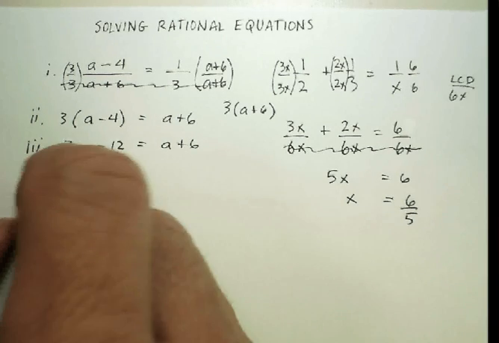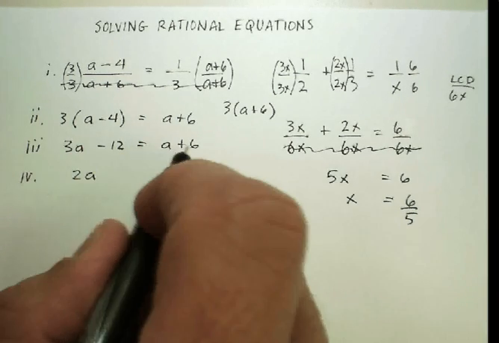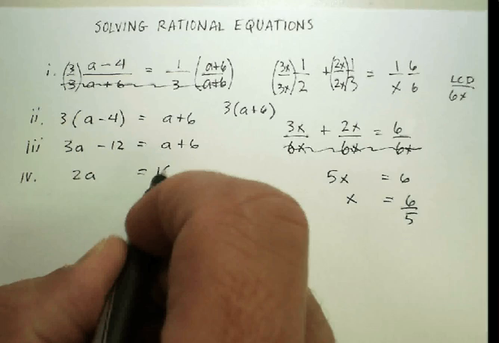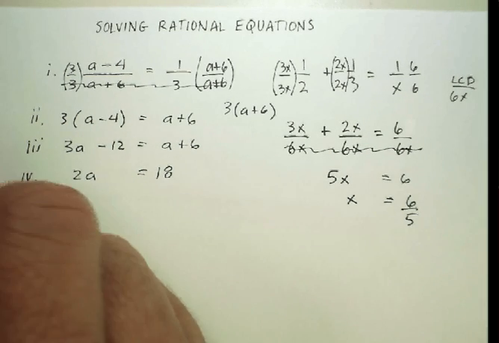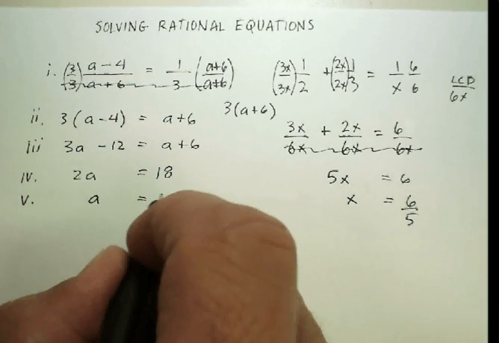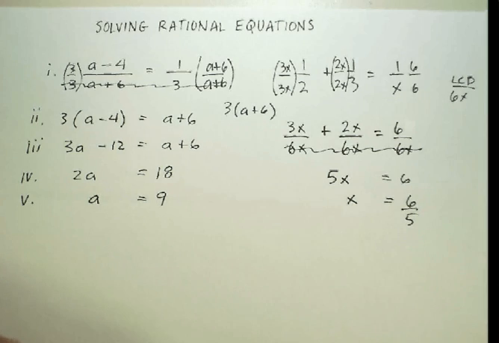Let's subtract an a. Let's add 12. Let's divide by 2. a is equal to 9. And that would be the correct answer.